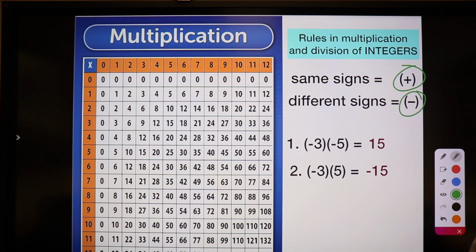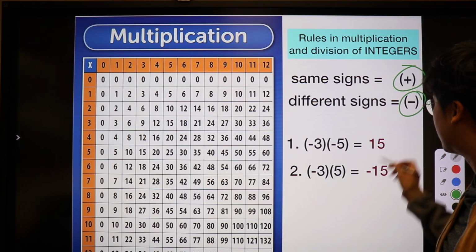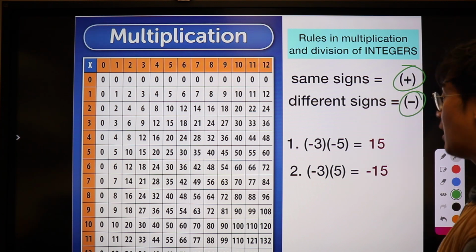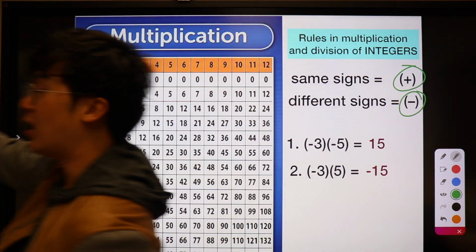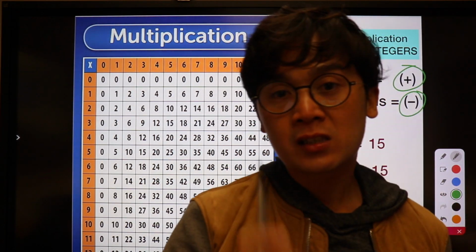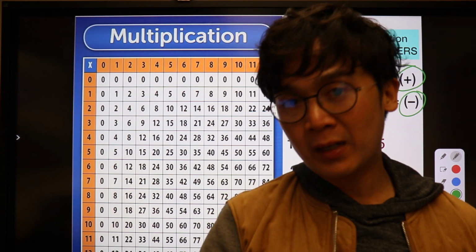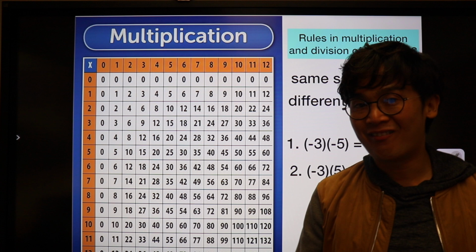And 15 and negative 15 are not equal or not the same because positive 15 will be on this side of the number line, and negative 15 is on the other side of the number line. That's why in mathematics, the sign of your result is extremely important because it gives you a different value.